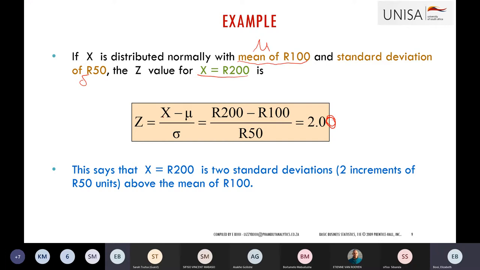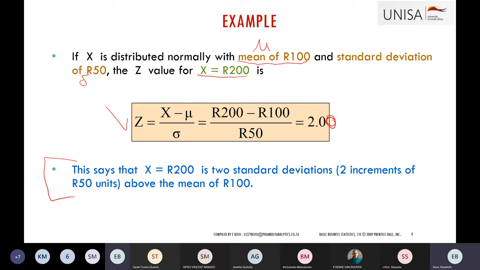Interpreting the equation that we just calculated, we say that where x is 200, that is 2 standard deviations above the mean of 100, or 2 increments of 50 rand above the mean of 100. In the exam, you will not be expected to know how to interpret, but you will be expected to know how to do the calculation of your Z-score. So you need to be able to identify what you are given in the statement, substitute correctly into your formula and answer the question. Okay, so that is calculating the Z-distribution.